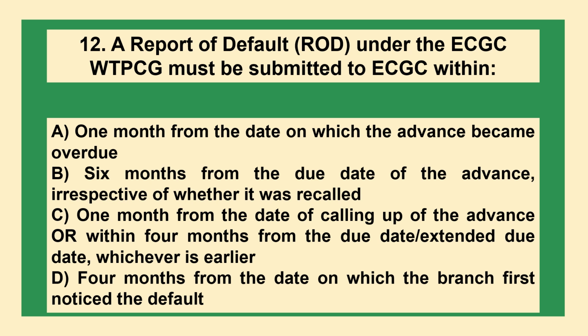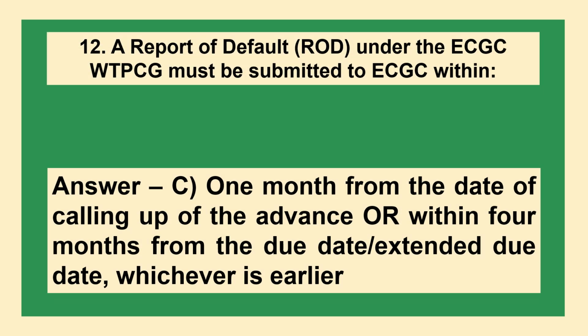A report of default, ROD, under the ECGC WTPCG must be submitted to ECGC within: A, 1 month from the date on which the advance became overdue. B, 6 months from the due date of the advance, irrespective of whether it was recalled. C, 1 month from the date of calling up of the advance, or within 4 months from the due date or extended due date, whichever is earlier. D, 4 months from the date on which the branch first noticed the default. The answer is option C, 1 month from the date of calling up of the advance, or within 4 months from the due date or extended due date, whichever is earlier.